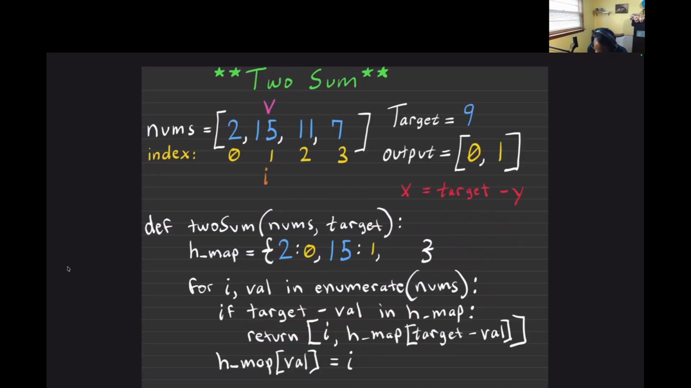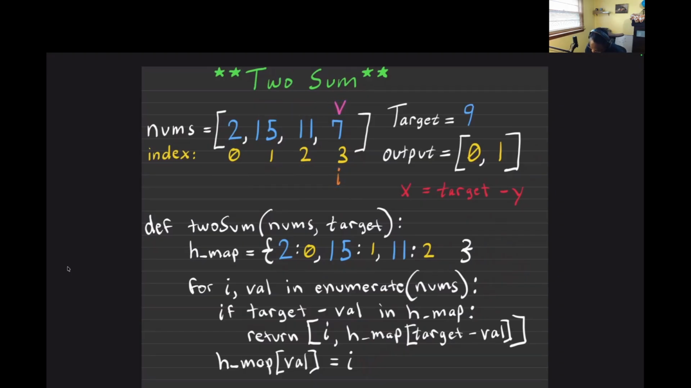All right, so now we're back inside this for loop, correct? So we come here and we say if target minus value, so we ask ourselves this here, right? So target minus value, so 9 minus 11 gives us negative 2. Is that in our hash map? It's not, right? So we're going to do this case, okay? So hash map of the value is equal to the index at which we are at, right? Because remember we're doing enumeration.